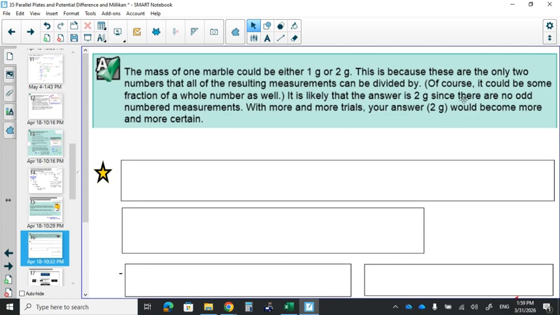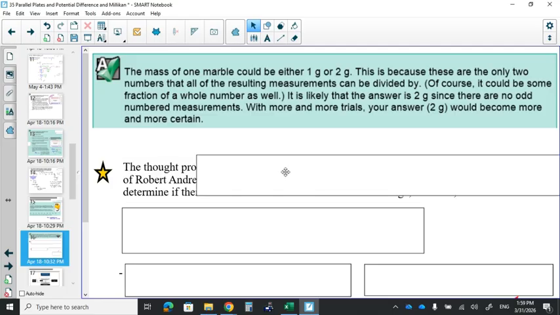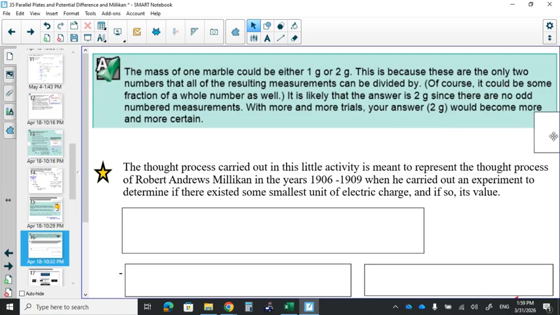But it's likely that it's 2 grams since there are no odd number measurements. If 1 gram was possible, then something like 13 would be possible, because you'd have 6 of the 2s plus that extra 1, right? So if you don't ever have a 13, it's likely the 2, right?